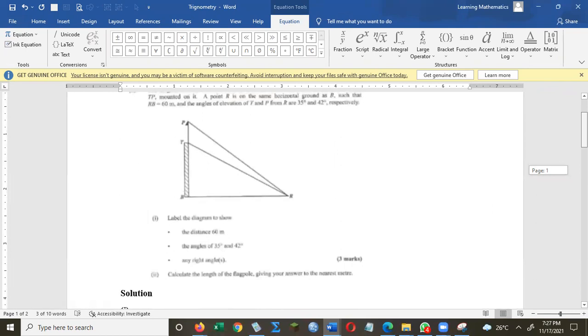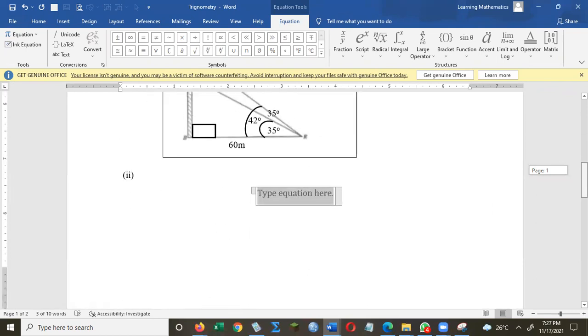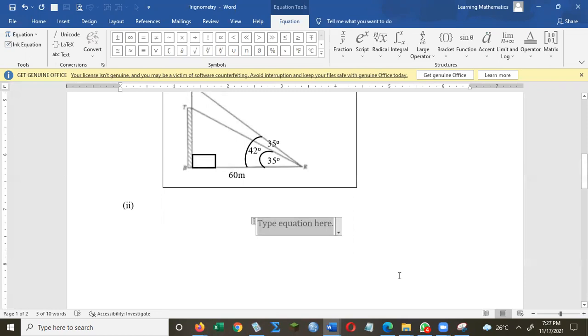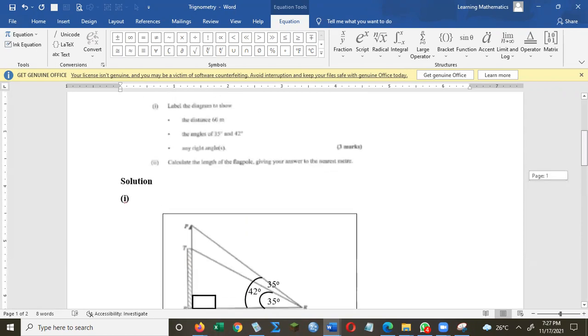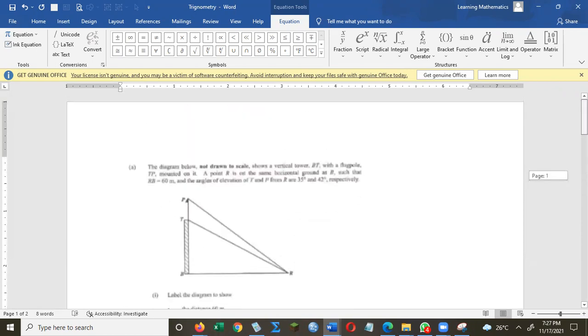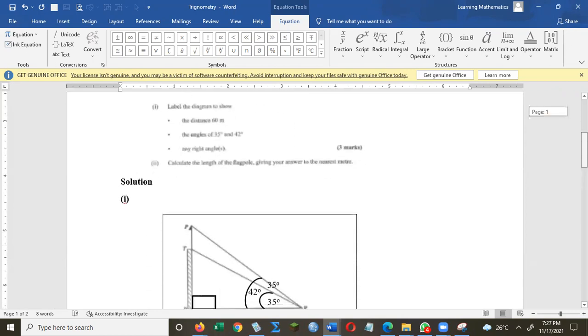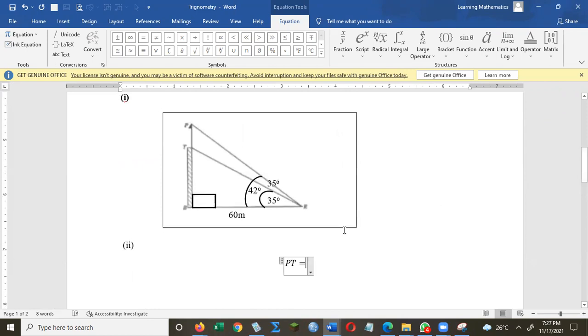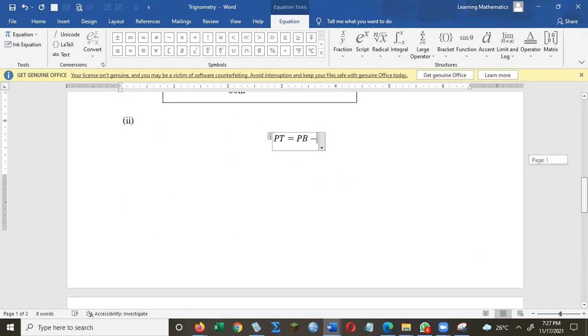PT, all right, that's what they want us to find, T and P. PT is equal to PB, all right, the whole length PB, minus TB, all right.